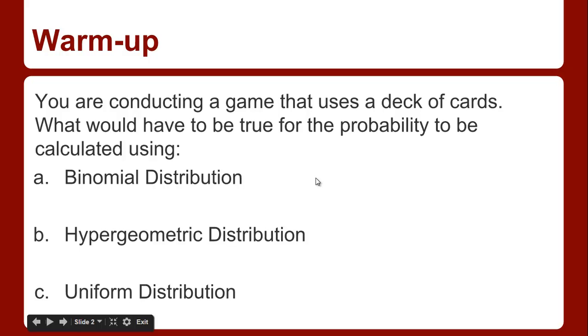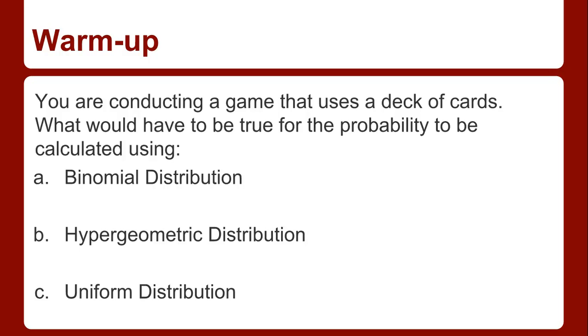So, if you're conducting a game that uses a deck of cards, you can make any kind of rules you want. What would have to be true for the probability to be calculated using the binomial, hypergeometric, or uniform? The way I chose to answer this question is just to give an example, and I'm just going to talk about what would have to be true.